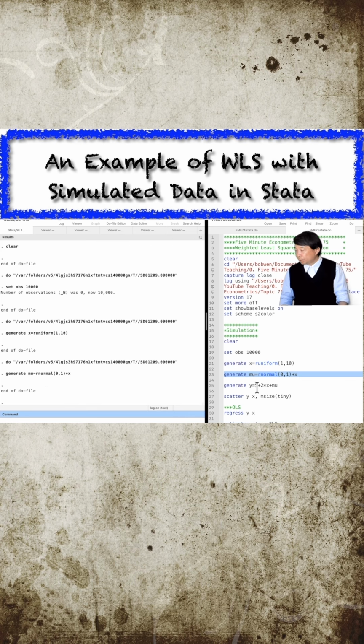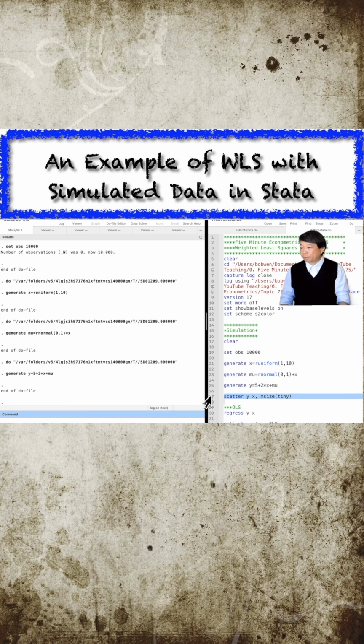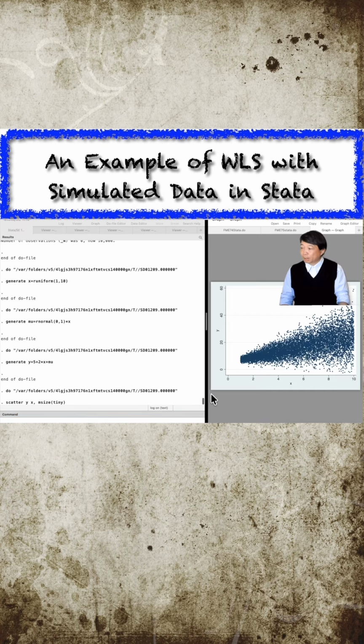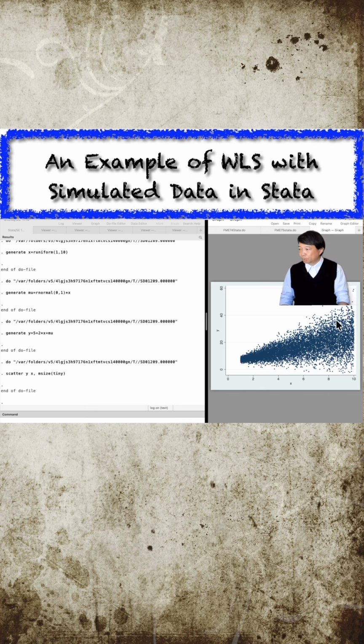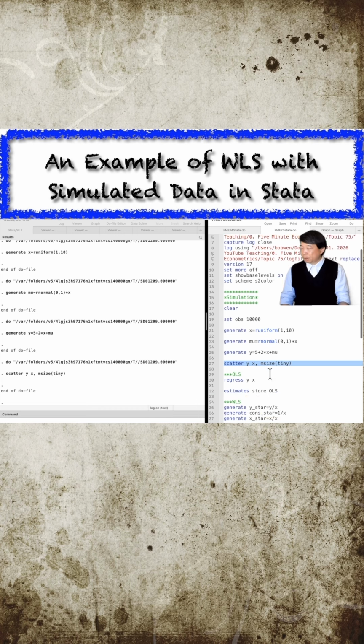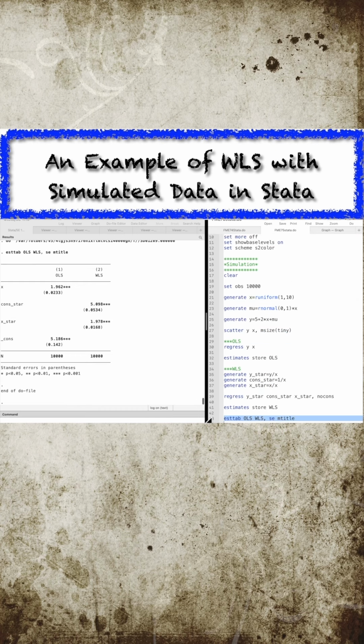Next, we generate the outcome variable y based on the population equation. We can find the pattern of the heteroscedasticity when we scatter y against x. Now we have data that exhibit heteroscedasticity. We can compare the OLS and the WLS estimates.